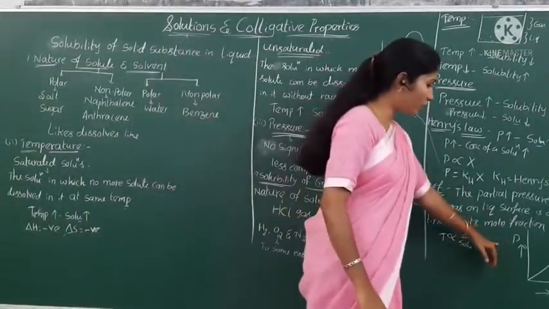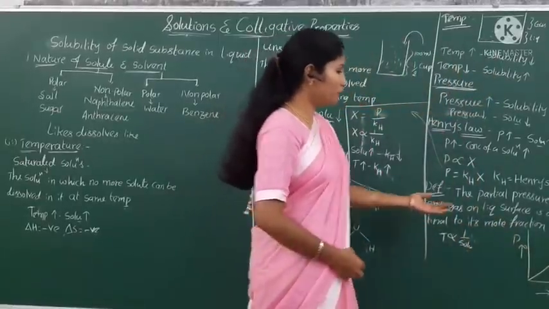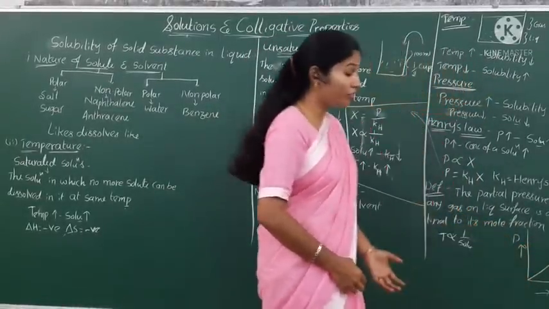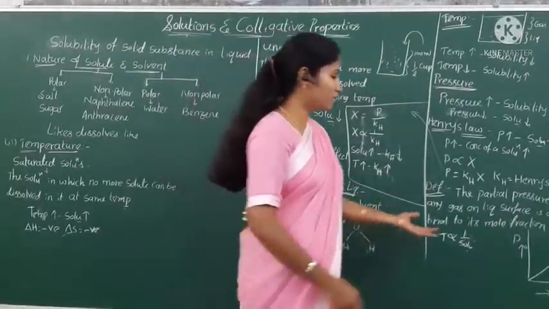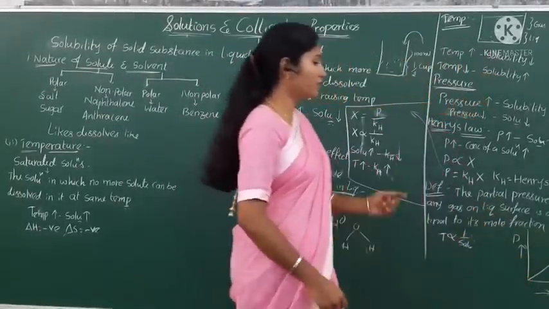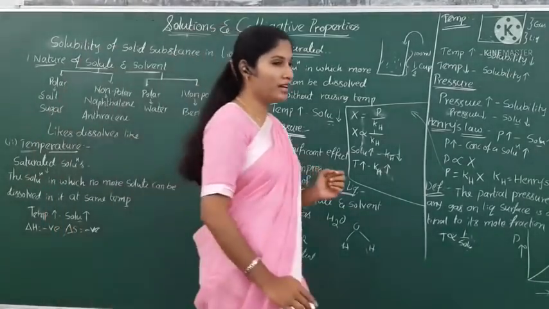Next, we are drawing a graph between the partial pressure and mole fraction. Take partial pressure on the y-axis and mole fraction on the x-axis. We will get a straight line passing through the origin, and the slope will be equal to Henry's constant. It is about Henry's law.